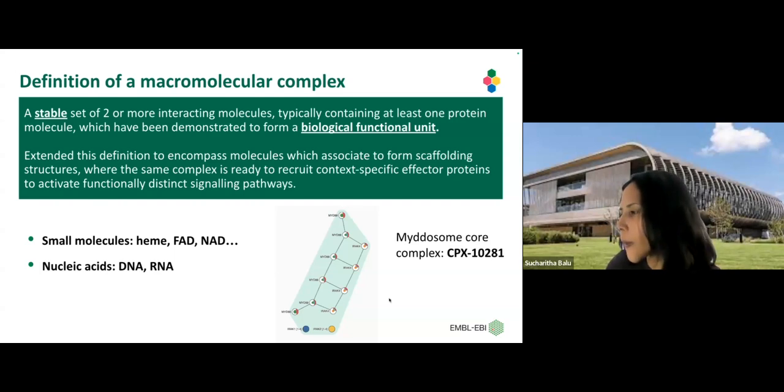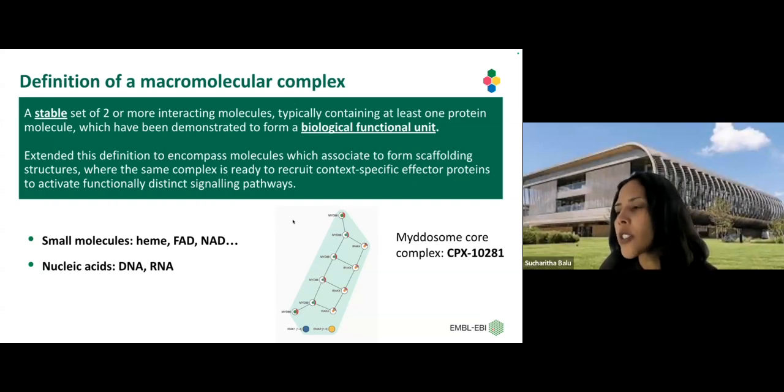And I've got a really nice complex here to illustrate this. That's the myddosome core complex. So the myddosome becomes activated, becomes formed when the toll-like receptor pathway is activated, and it goes on to trigger a pro-inflammatory response. But when the MyD88 components that you see down here bind to IRAK4 to form the core, the size and assembly for this core complex is really dependent on the cellular state, and also whether it then recruits IRAK1 here or IRAK2 to mediate its effects.